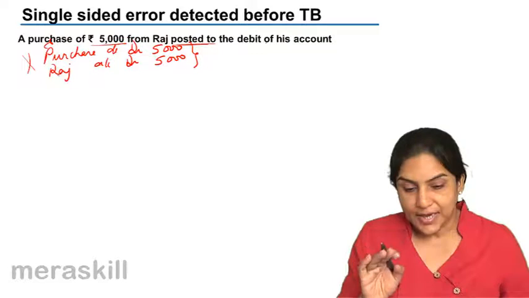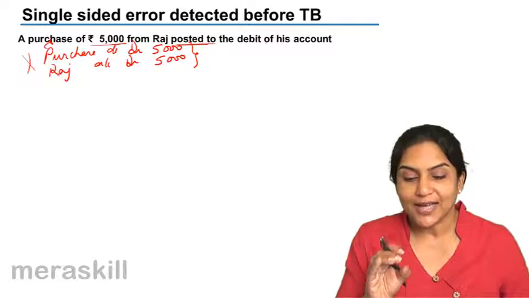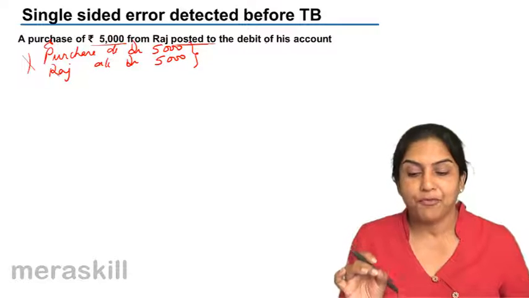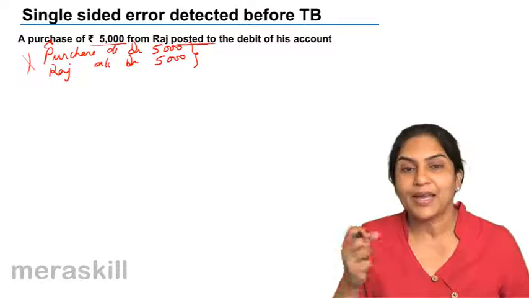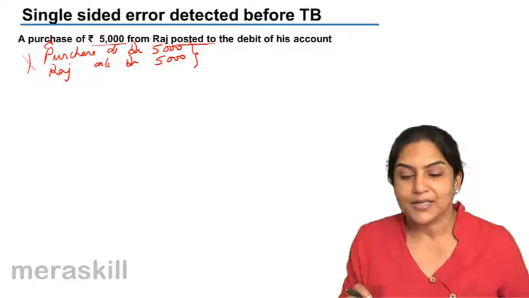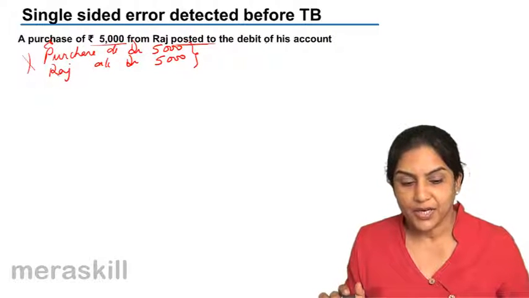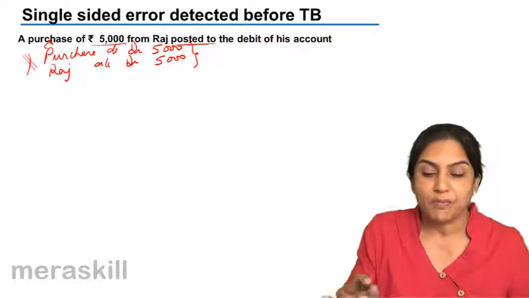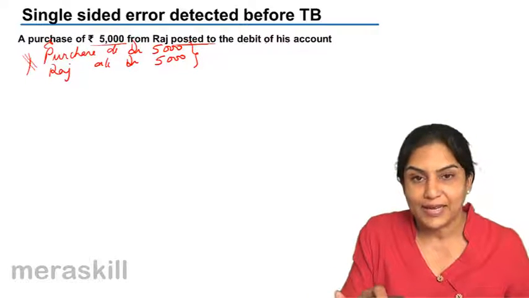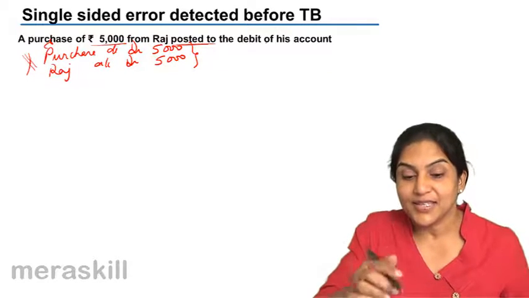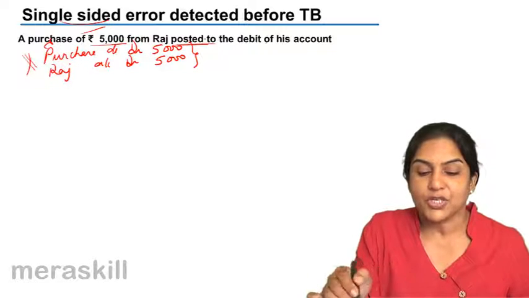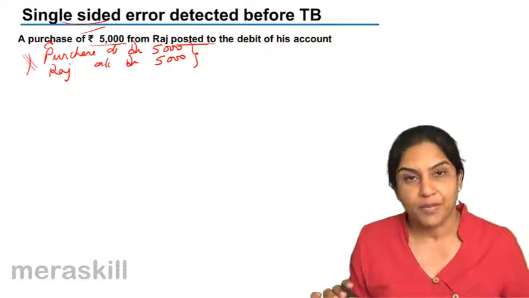Having said that, I will just discuss a slightly longer way of how we could go about this if we are not always able to quickly comprehend what should be a rectification entry. First, we write the wrong entry, what has been wrongly passed. Mind you, what we have passed wrongly here has no credit. It is a single-sided error. So the wrong entry, that is purchase account debit 5,000, Raj account debit 5,000.